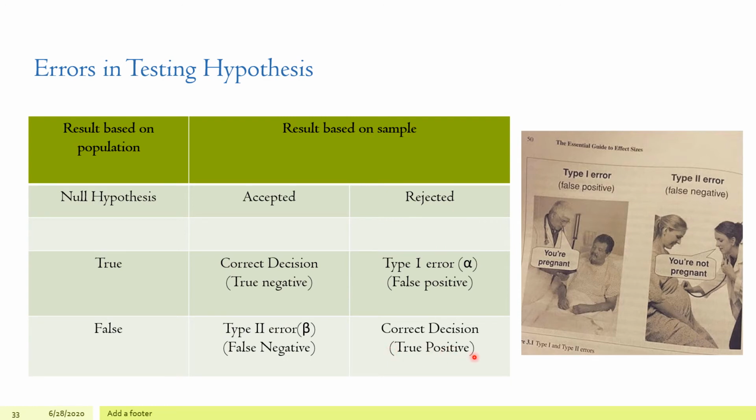Here you can see two types of error. One is type 1 error, that is false positive error, and type 2 error, that is false negative error. Here is an example of type 1 and this is an example of type 2 error. This is a male patient. The doctor is telling him you are pregnant. That is type 1 error, false positive. Type 2 error is a female patient who is pregnant, but the doctor is telling her you are not pregnant. So this is a very severe error.